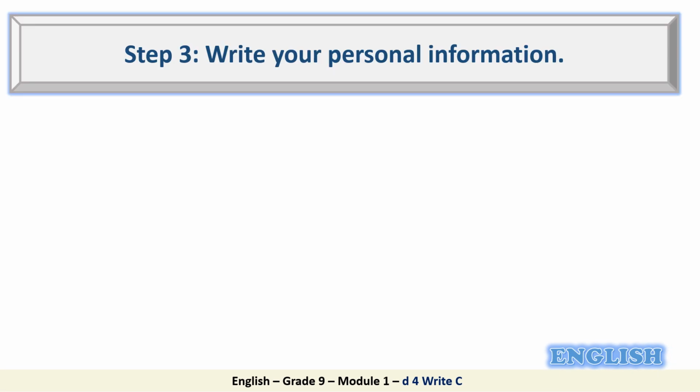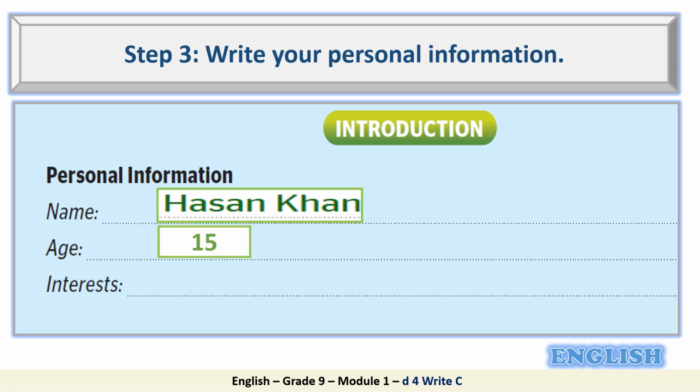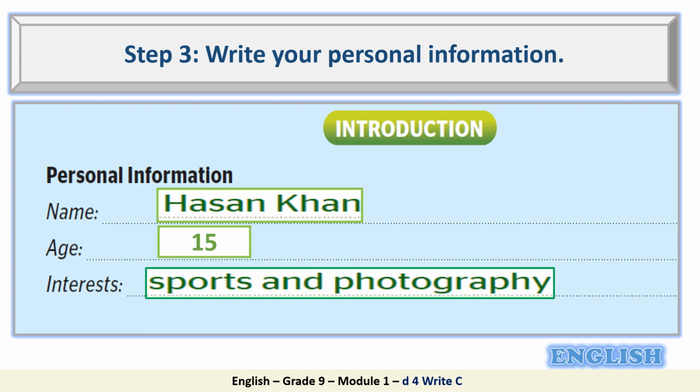Step 3. Write your personal information. Introduction. Personal information. Name. Take, for example, Hassan Khan. Age. He's 15 years old. Interests. He is interested in sports and photography.